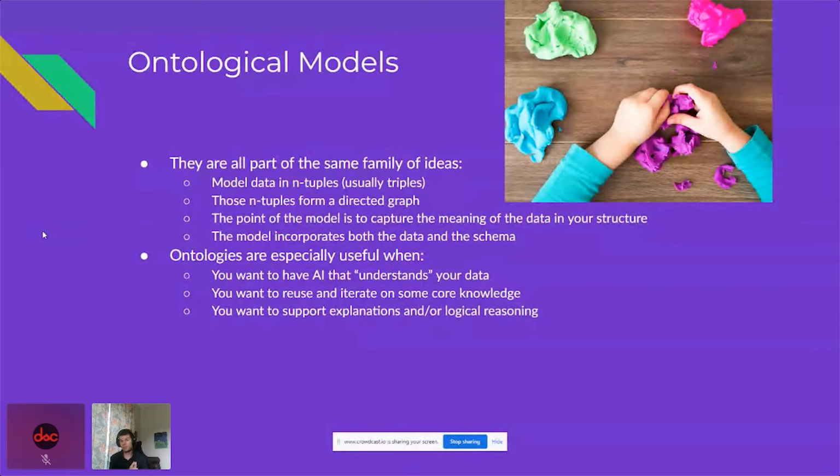And you should be thinking about using ontologies, especially if you want to have AI that's understanding your data, or if you have some core base of knowledge that you want to reuse over and over again and improve. Ontologies and knowledge graphs are especially useful for that repeat knowledge, where multiple different applications will be hitting the same bucket and benefiting from improvements there. Also really useful if you want to do symbolic reasoning, deliver explanations, or you have a trail that needs to be audited, those sorts of things.